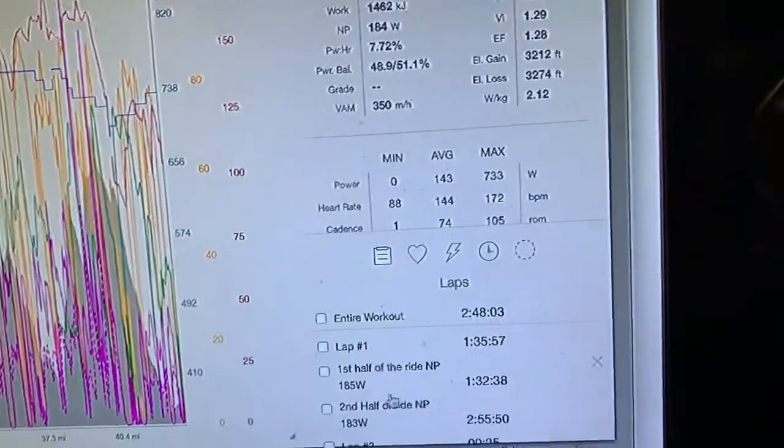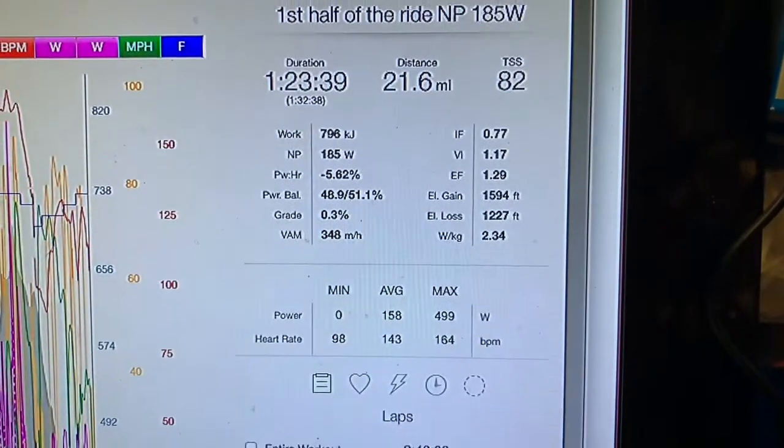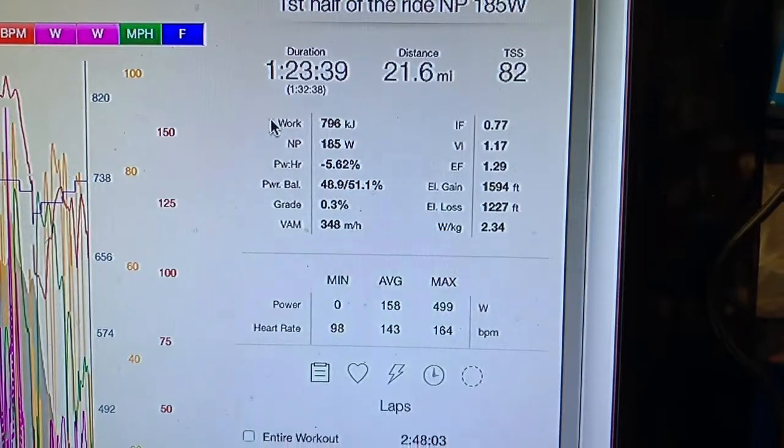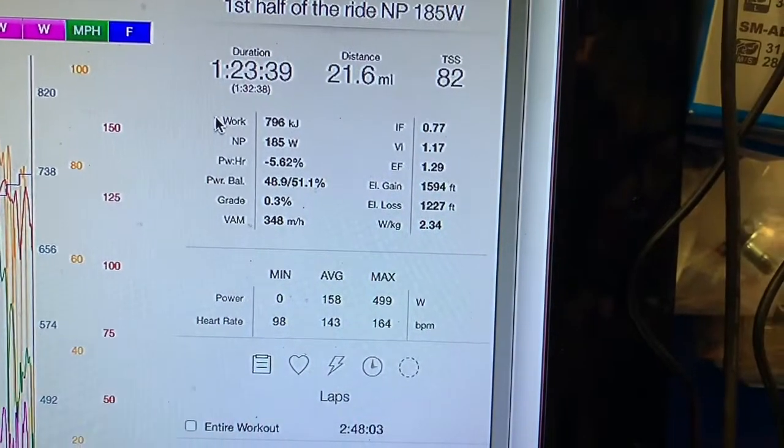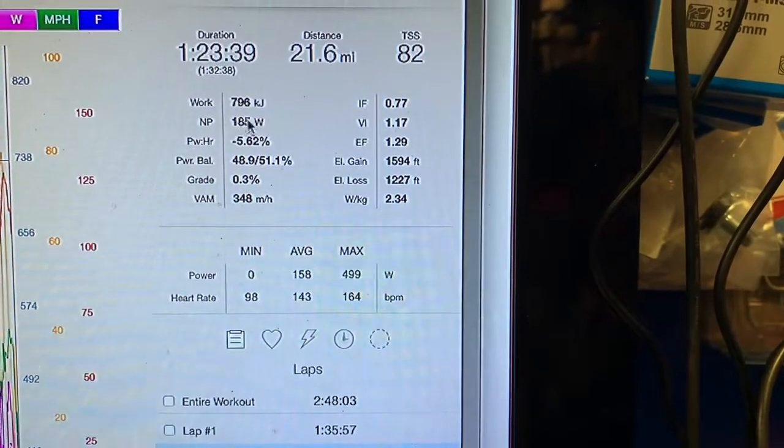But first half of the ride, 1 hour and 23 minutes. There's some stop time for regrouping. So that's why it's 123 here, 132. But normalized power, 185.